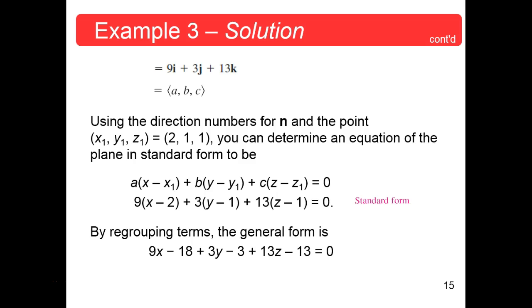I don't see they regrouped, they just distributed, okay, and got those. And then when you regroup, oh, I see, then you get that. 9x plus 3y plus 13z minus 34 is equal to 0. Standard form was up there, general form down there. All right, pretty much just like we did. A little bit of backward things the book did, but I liked our way better.